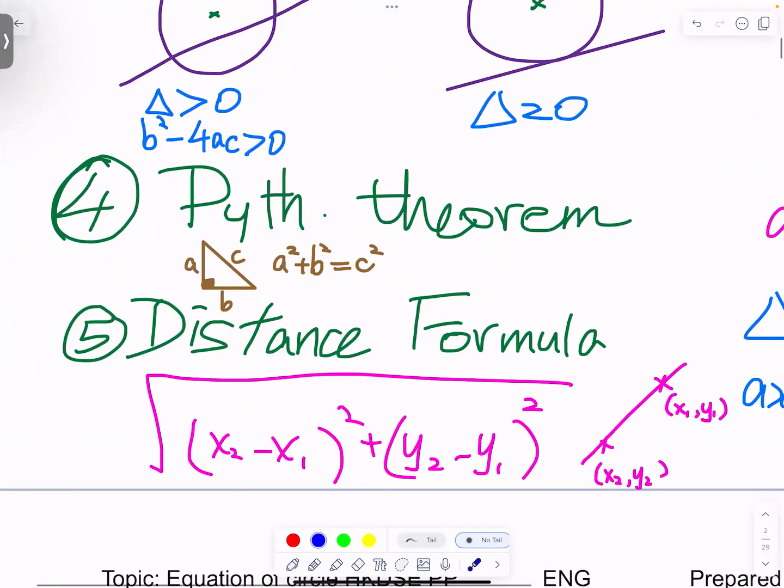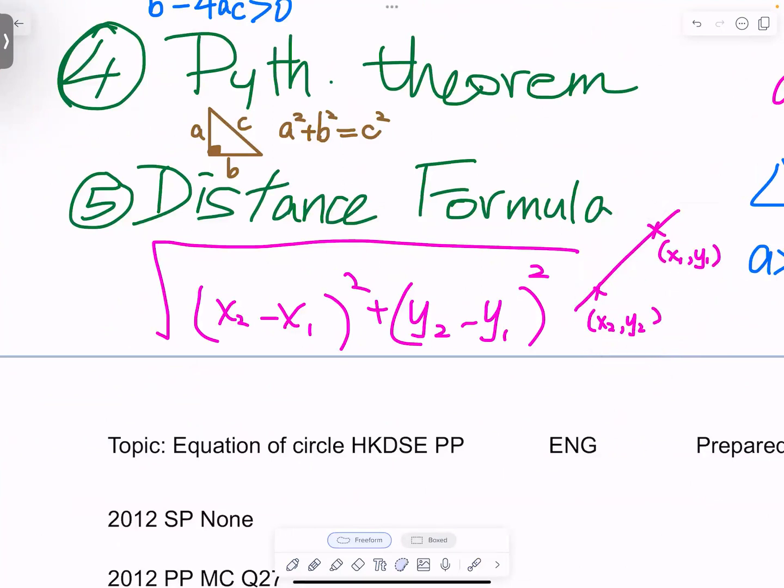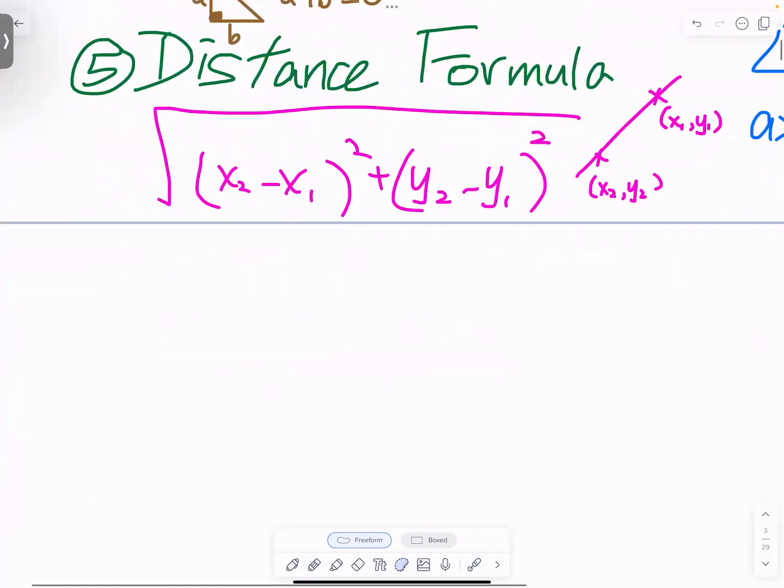Now that we are talking about distance formulas, I would like to talk about it a little more. There's a thing called, let me see if I can add a page. Yes, I can. So let's say it's again the same line.